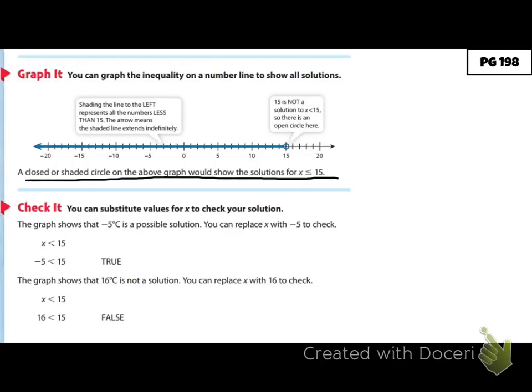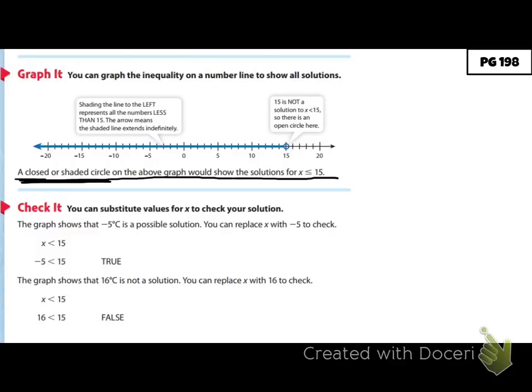So since 15 is not included, we used an open circle to show that it goes up to 15 but does not include 15. If it was less than or equal to, that's where we use the closed circle like it says here, and then this circle would just be filled in. We can check it. You can substitute values for x to check your solution.